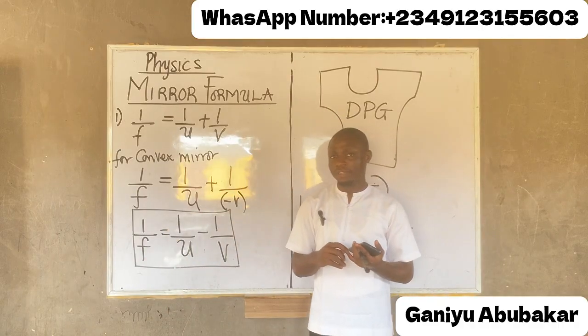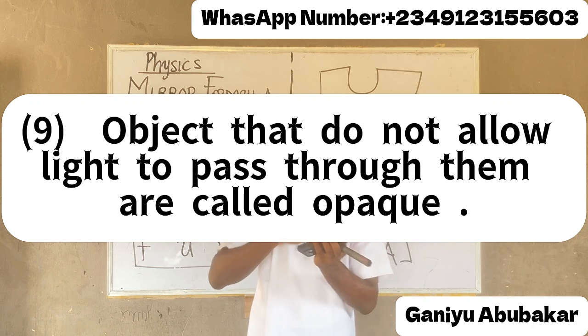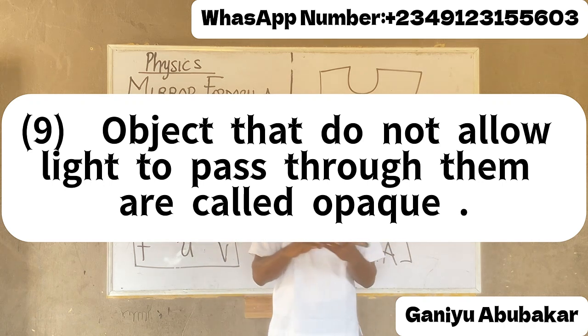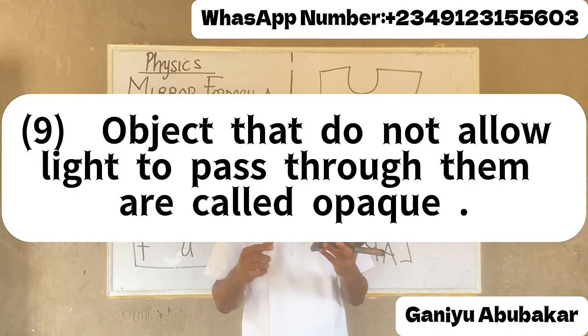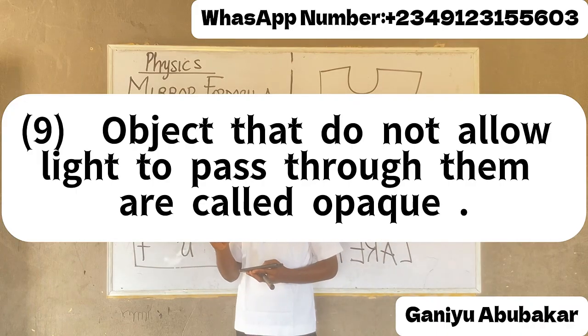Let's do number 9, please. Number 9. Objects that do not allow light to pass through them are called opaque. Opaque.